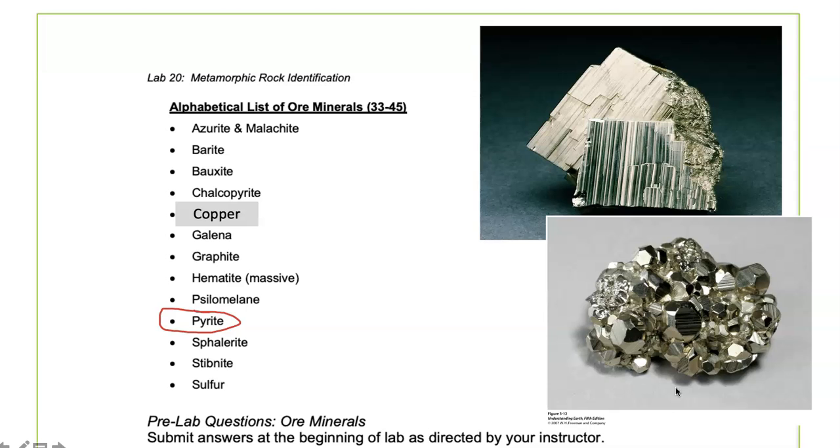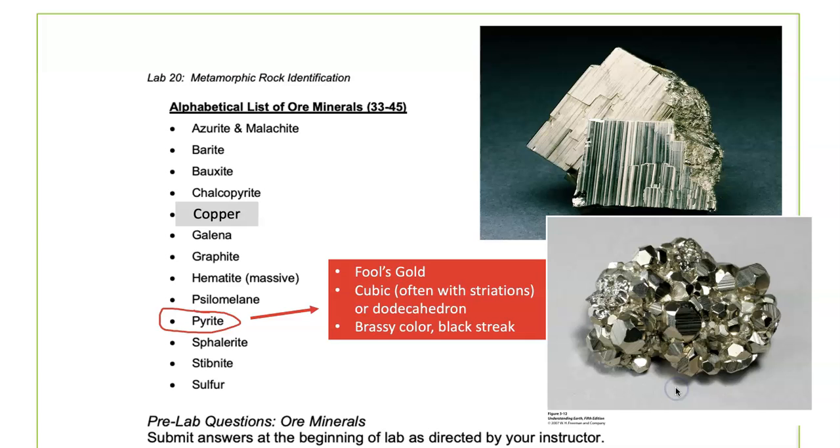Pyrite, fool's gold again. These are very gem quality, beautiful examples here. But it has a cubic nature with striations, which are these streaky lines. And it also appears as dodecahedrons. So pyrite's a bit interesting because it also fools geologists. It has two different crystal forms. Remember, a dodecahedron has 12 sides. It's a brassy color, and its streak is not brassy but black.